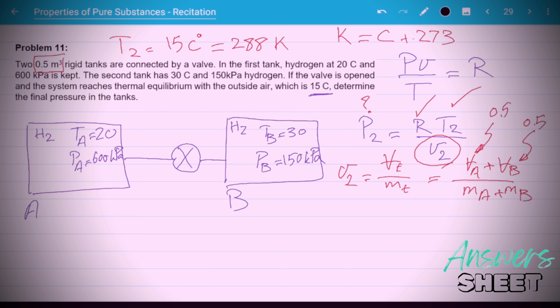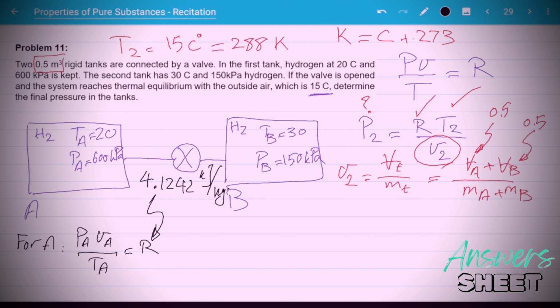So let's go back to the initial state of tank A. So for tank A, again, the ideal gas equation is valid. I'm going to say pressure A times the specific volume A over temperature A is equal to the hydrogen gas constant. Now from the tables, the hydrogen gas constant is 4.1242 kilojoules per kilogram Kelvin.